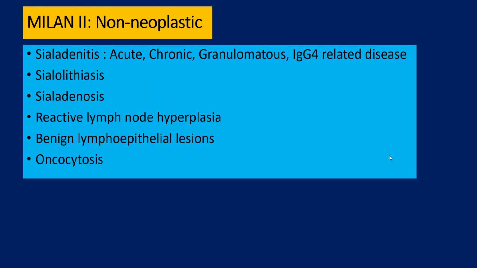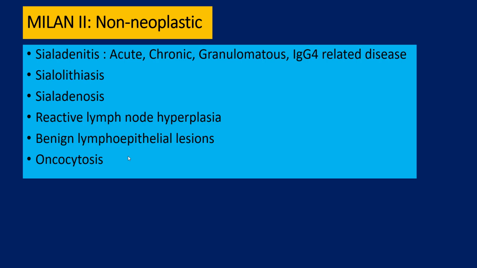Okay, MILAN II, the non-neoplastic, easy ones: sialadenitis, acute, chronic, granulomatous, IgG4-related disease, sialolithiasis, sialadenosis, reactive lymph nodal hyperplasia, benign lymphoepithelial lesions, oncocytosis. So these are the non-neoplastic. I'm not going to go into them because most of them we have already dealt with. It's just to show you where to place these things in MILAN.